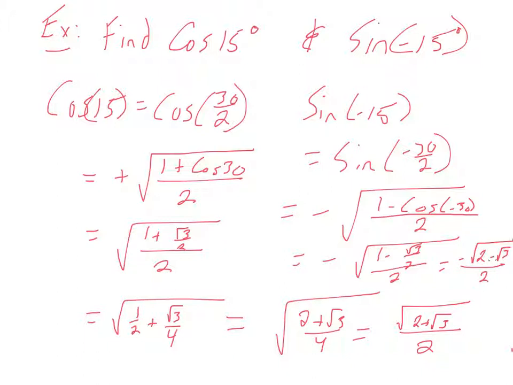When we simplify on the inside there and take the square root of the bottom, as we did before, we get sine negative 15, cosine 15. So we can use the half angle formulas to evaluate angles that we couldn't figure out previously.